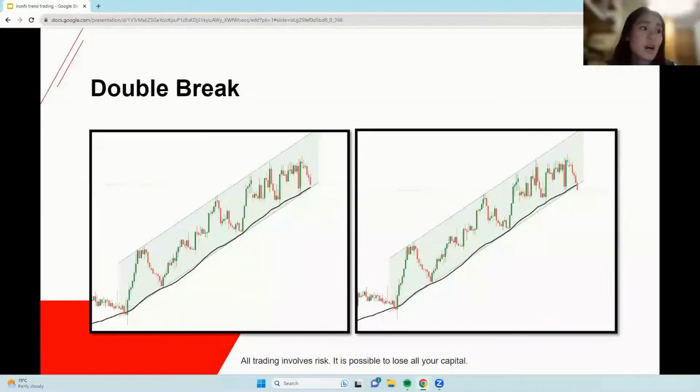Double break. Simply put, we are just looking for a break out of the trend channel. So this is a very obvious sign that the trend is about to reverse.